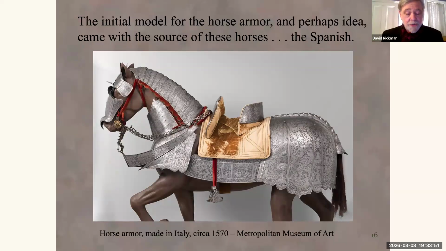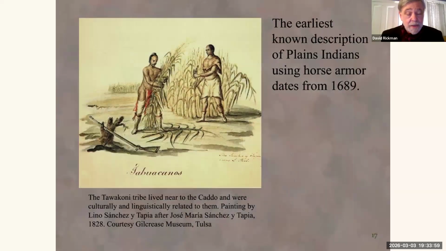And as I will try to show now, it wasn't the sort of armor that the Plains Indians were influenced by in constructing protective coverings for their horses. The earliest known description of Plains Indians using horse armor dates from 1689, about the same time as the Segesser hide painting. It was written by Henri de Tonty, a lieutenant of the French explorer, the Sieur de la Salle, and it describes warriors of the Caddo tribe living on the Red River in eastern Texas.